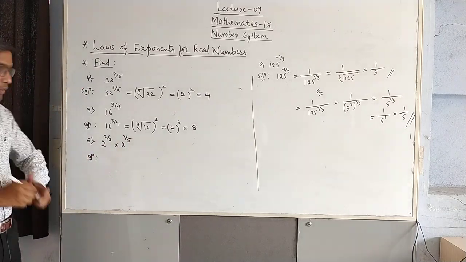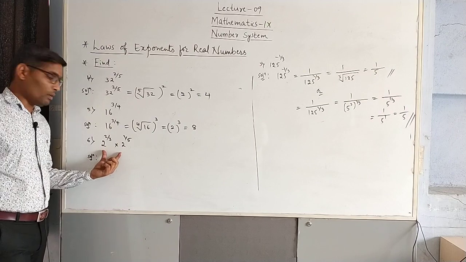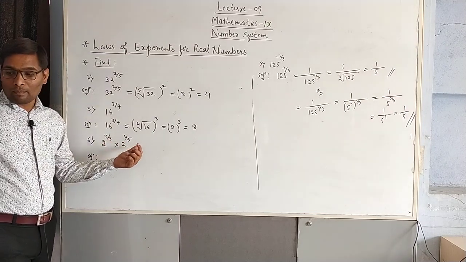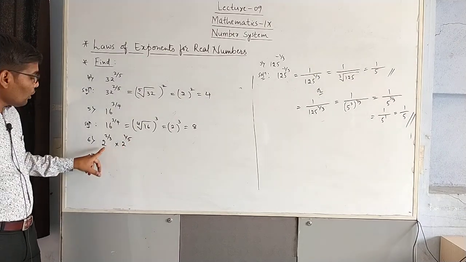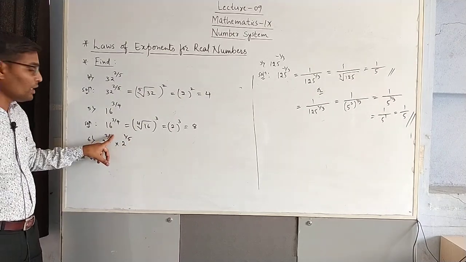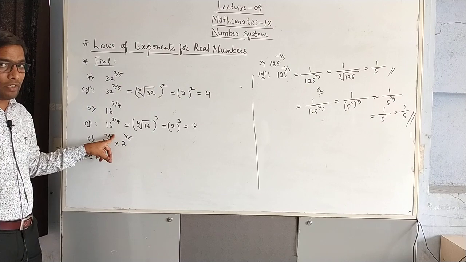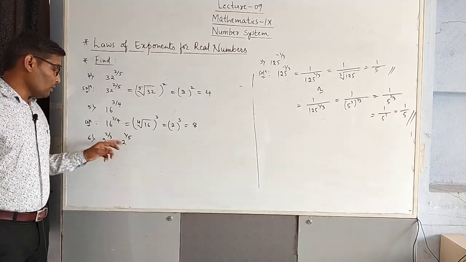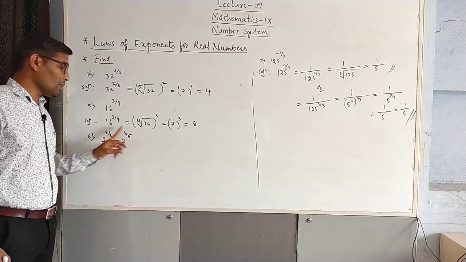Now here, if you want to solve, just look at the problem given here: 2 to the power 1 by 2 by 3 and into 2 to the power 1 by 3 here. Now the bases are same, then we need to apply the first law of exponent. That is, when the bases are same, we need to add the powers. Since the bases are same, we can add the powers.